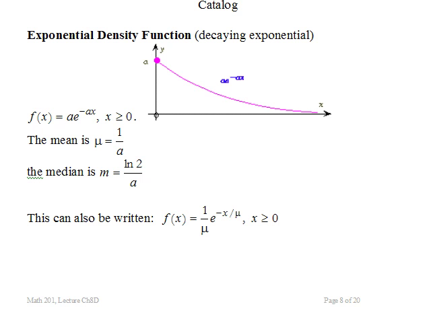Let's start with this decaying exponential, a e to the minus ax. This is the probability density function here that we're talking about, and the domain is all x greater than or equal to 0.